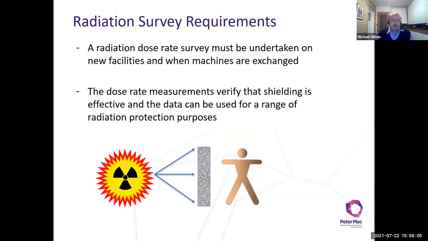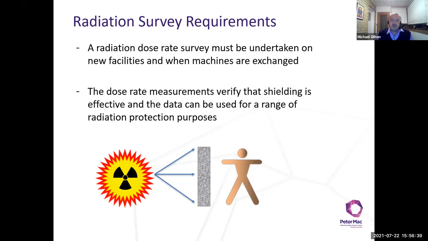Typically, the survey is done at the very end. It's the last step. It's when the shielding calculations have been done, they've been checked by someone, they might have been approved by a regulator, they've been developed in consultation with architects and builders, and your brand new LINAC bunker, or it could even be a CT facility, brachytherapy. The survey is often the last thing that you do.